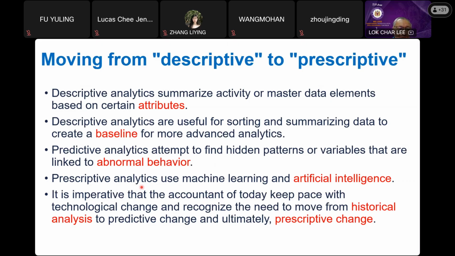Prescriptive analytics use machine learning and artificial intelligence, and it is very important that the accountant of today keep pace with technological change and recognize the need to move from historical analysis to predictive and ultimately prescriptive analytics. So what accountants need to do is not just describe the financial data, but understand what will likely happen in the future, so we can plan ourselves better.